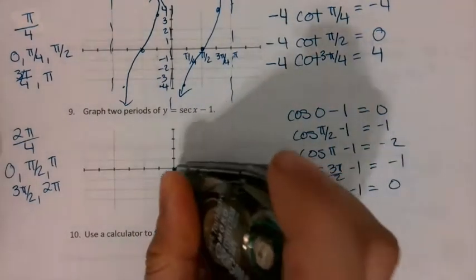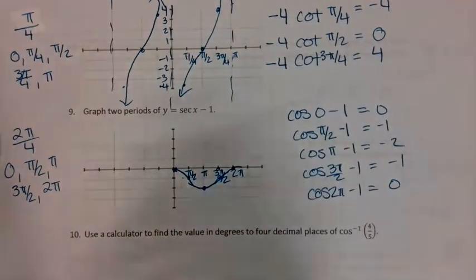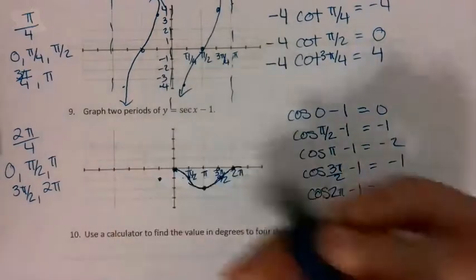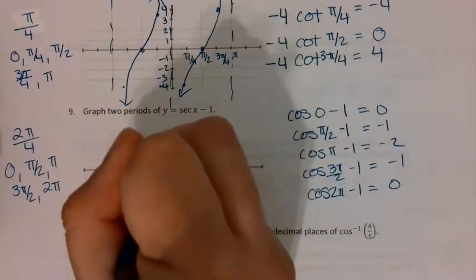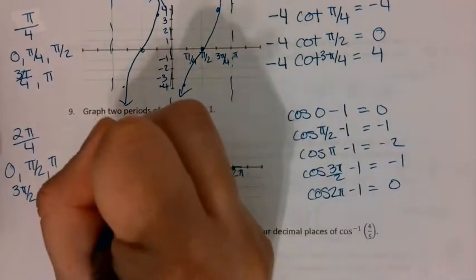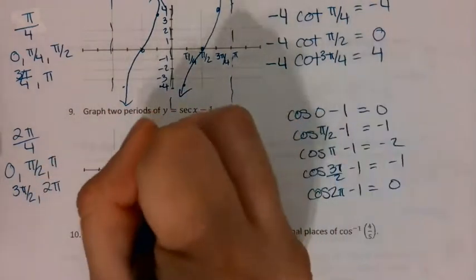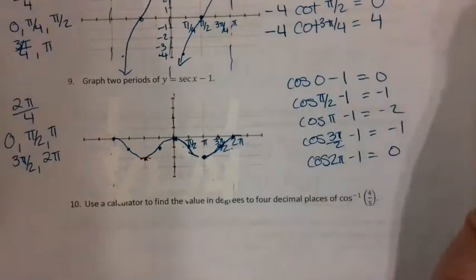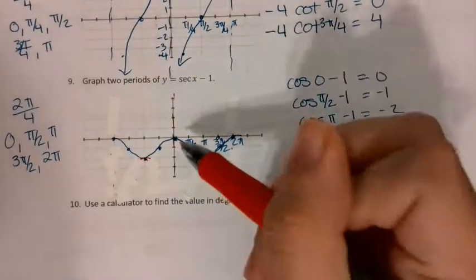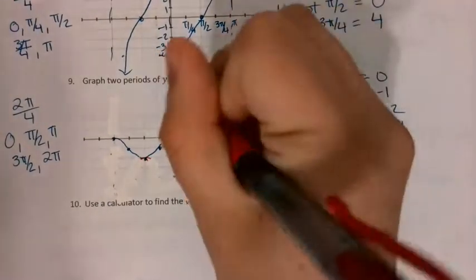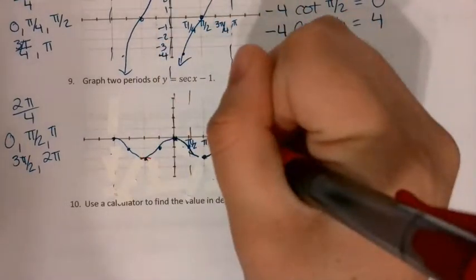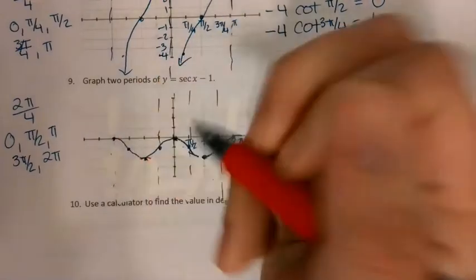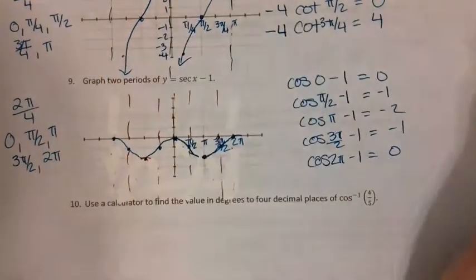This one is going to want 2 periods as well, so I'm going to go and copy this over. I'm starting at the 2 pi and then going down, so I have -1, -2, -1, 0. Remember, the way we do our asymptotes is we do it in between the peaks and the valleys. So I'm going to have an asymptote at pi halves and an asymptote at 3 pi halves, negative pi halves, negative 3 pi halves.